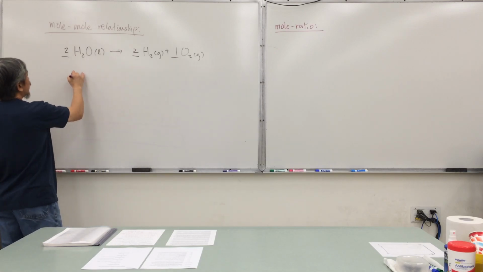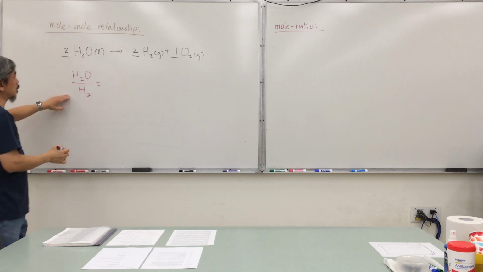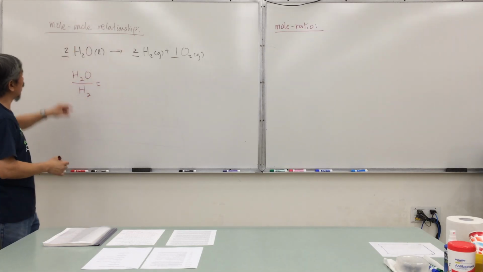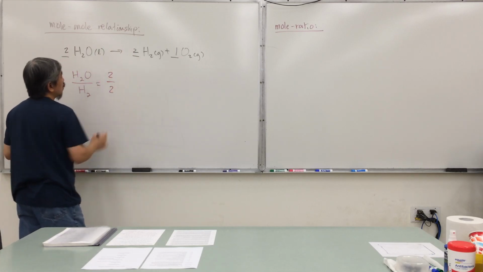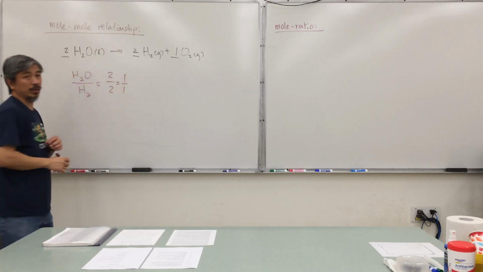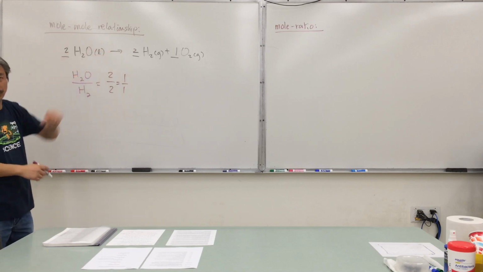So in this case, if I look at the ratio of H2O to H2, in terms of number of moles of each that participates in this reaction, I find that there's a 2 in front of the H2O, and there's a 2 in front of the H2. So the ratio is really 2 to 2, or actually, in this case, I can simplify and say 1 to 1 ratio. Okay? So this is the ratio of water to hydrogen in this particular reaction.